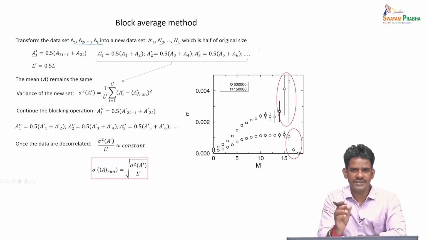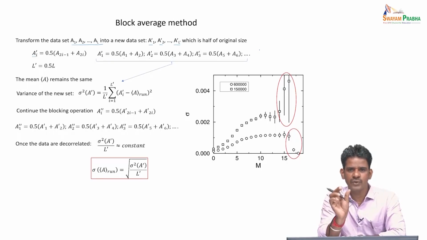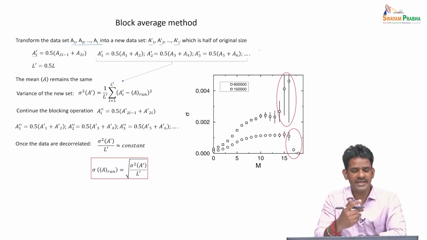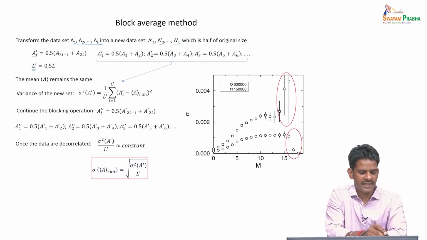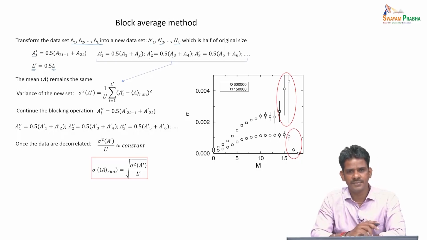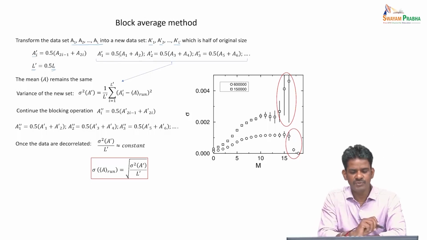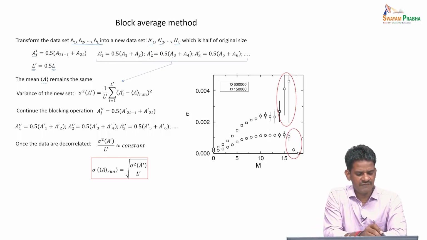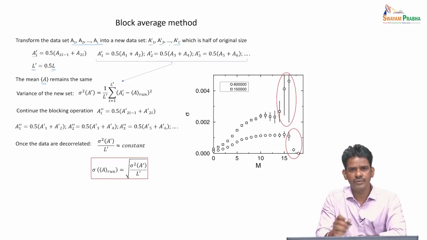So what we are trying to do is, in the first blocking operation, we take two consecutive data points, 1 and 2, 3 and 4, 5 and 6, etc., and then we average those values and create a new data set. By doing this, the total length of the data set becomes half, because we have grouped two points into one. So this is one blocking operation, and once we have this new set of data, we will see that the mean value of A remains the same whether we use the original data set or the newly transformed data set.